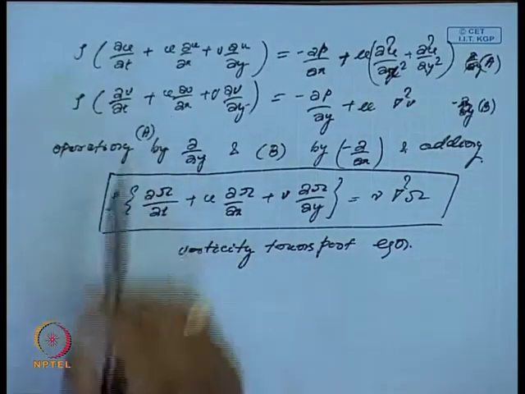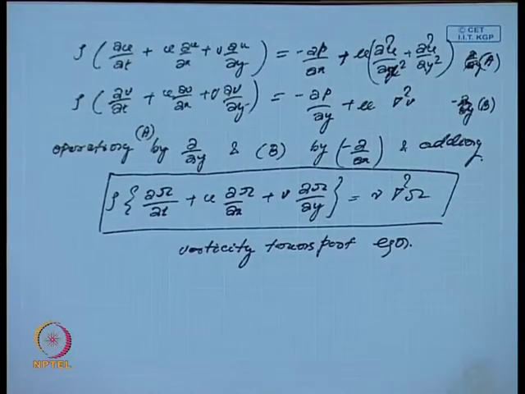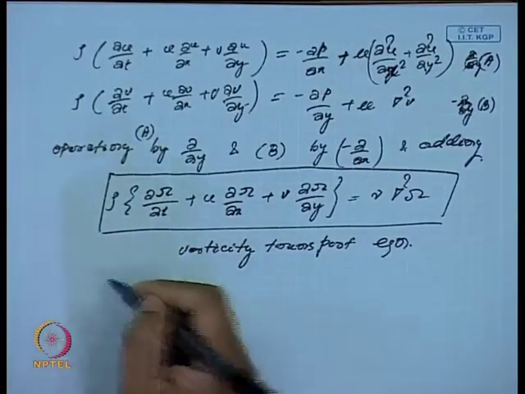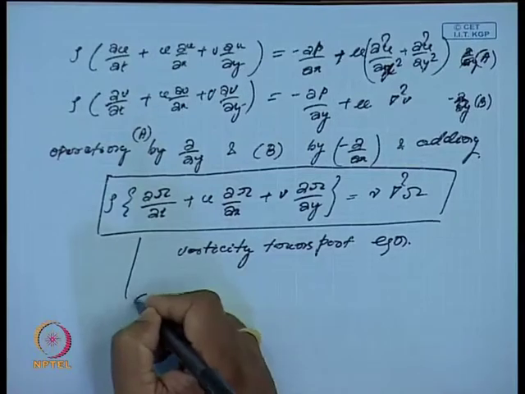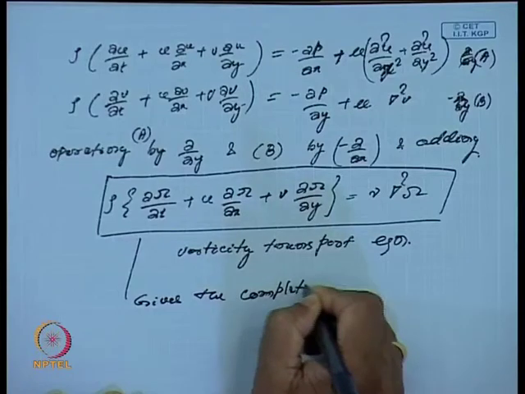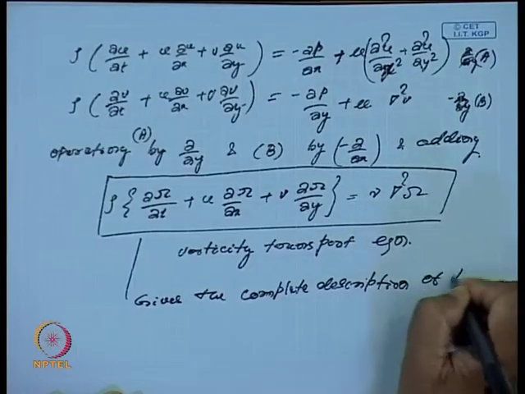So, the two equations of motion reduce to a single equation. So, we had three equations, the equation of continuity and the two equations of motion, and they reduce to two equations. And another thing is that the vorticity transport equation provides the complete description of the flow field.